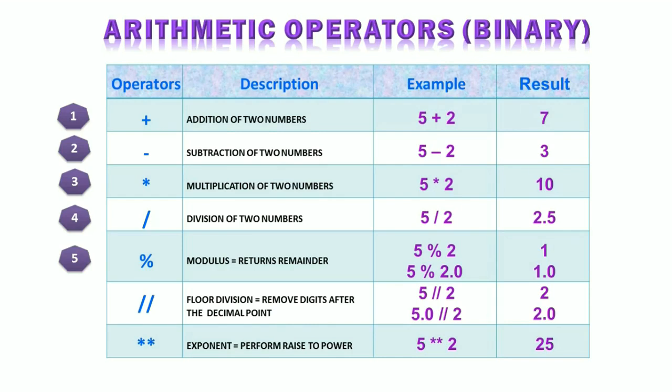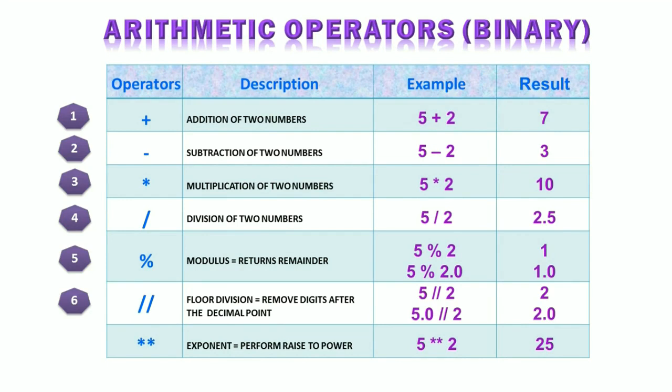Then we have modulus, which returns the remainder when one integer is divided by another integer. Here we can see the example, 5 modulo 2 results in 1, but 5 modulo 2.0 results in 1.0. That means if either the numerator or denominator is a floating point, the result will also be displayed in floating point.